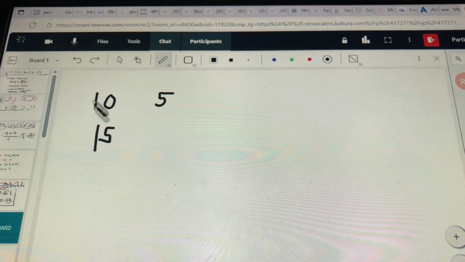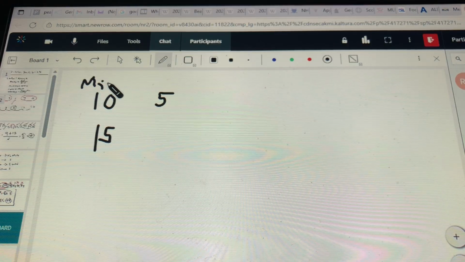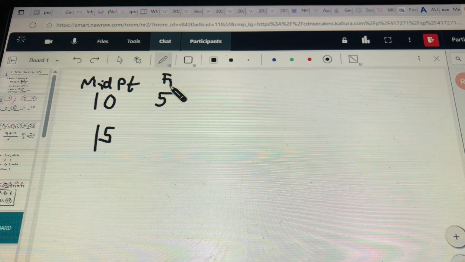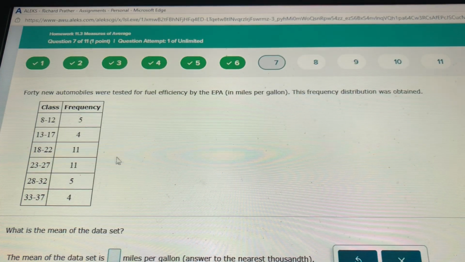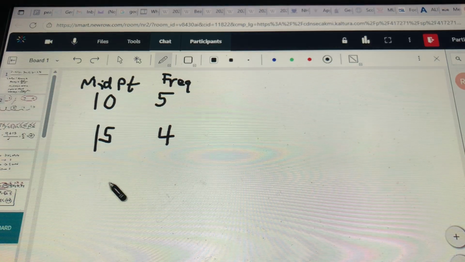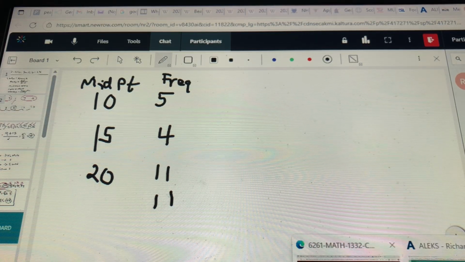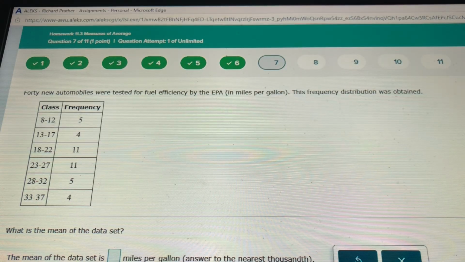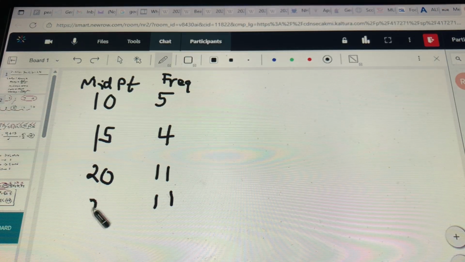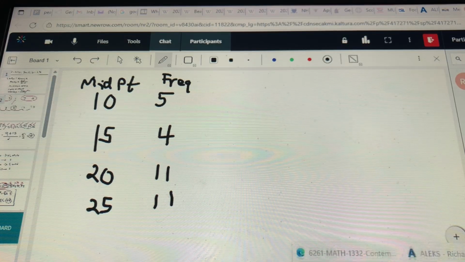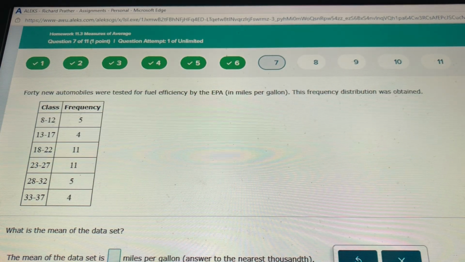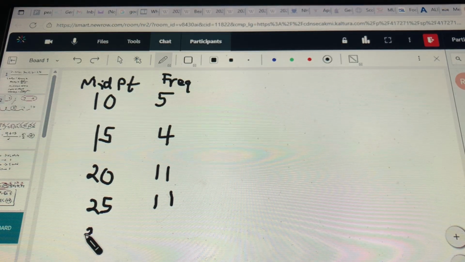So these are called midpoints. It's technically like the mid-range, but these are called midpoints. And these are frequencies. The frequencies are given to me, so I'm just rewriting them. So the next 2 frequencies are 11. Halfway between 18 and 22 is 20. Halfway between 23 and 27 is 25. Halfway between 28 and 32 is 30.